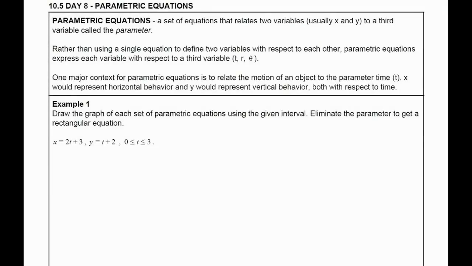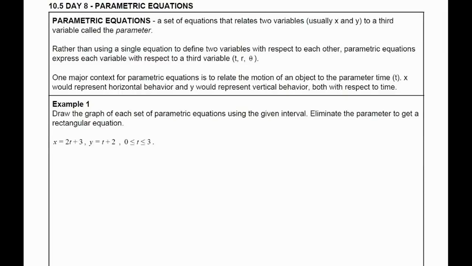Section 10.5 discusses what are called parametric equations. Parametric equations are a set of equations that relate two variables, usually x and y, to a third variable called the parameter. What that really means is we're going to take functions that we've been dealing with, so y equals something in terms of x. That's an equation that relates x to y. Parametric equations are when x and y are separately related to a third variable.